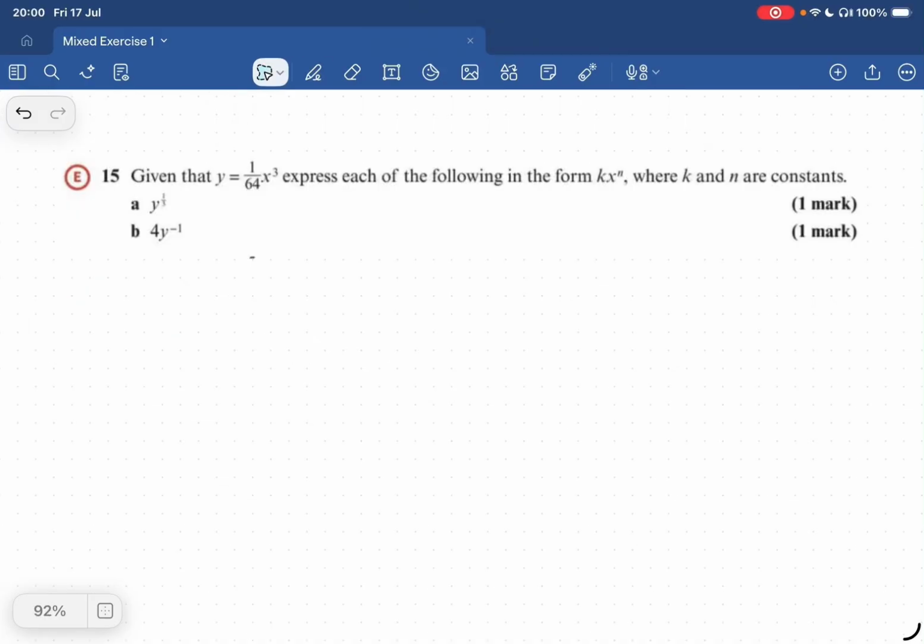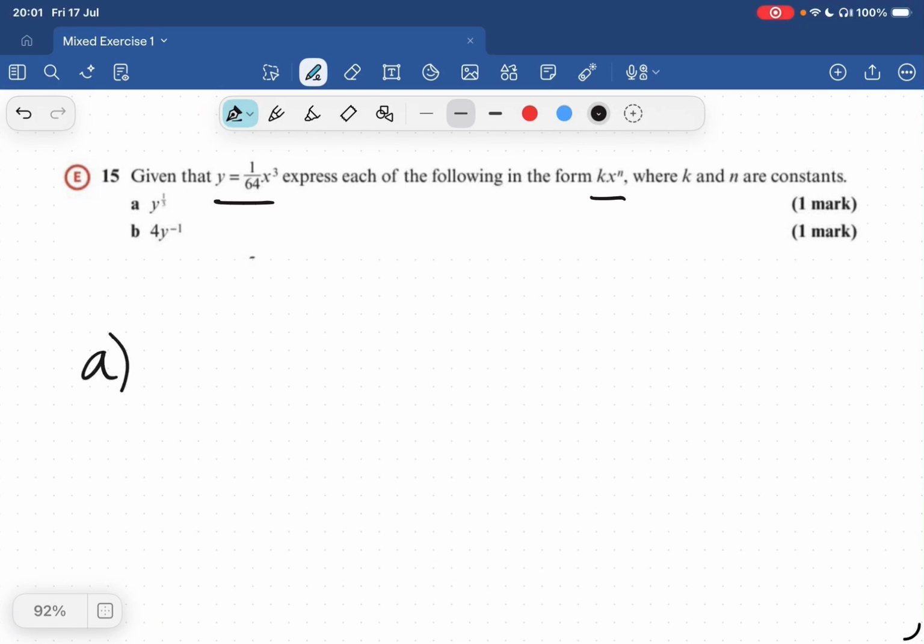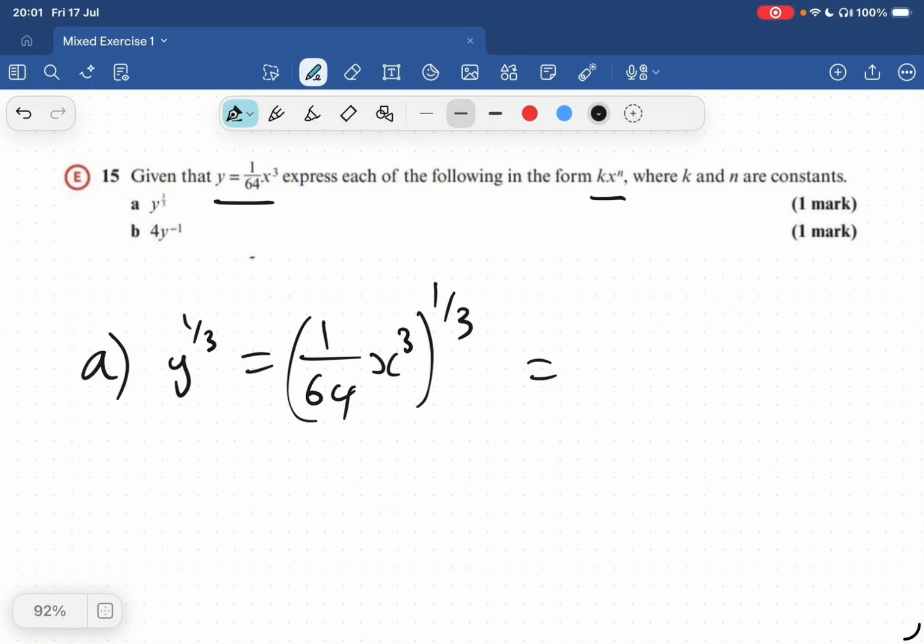Here's our first exam style question of mixed exercises 1. And we've got, given y is this, express each of the following in terms of k, x to the n, k and n constants. Okay, 2 marks here. So y to the power of a third is going to equal what we have here to the power of a third. Okay, that's the same as splitting these individually.